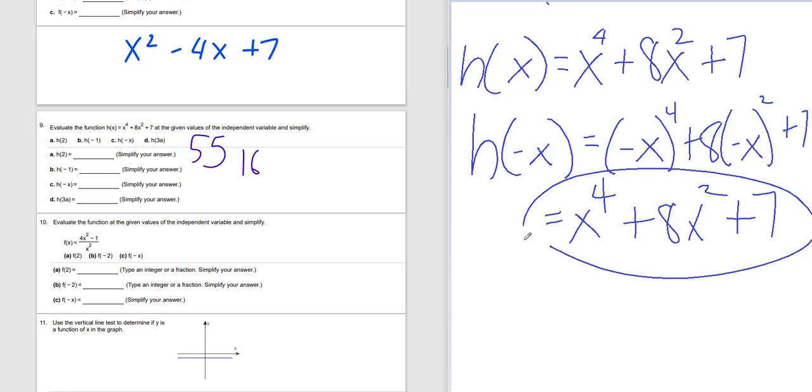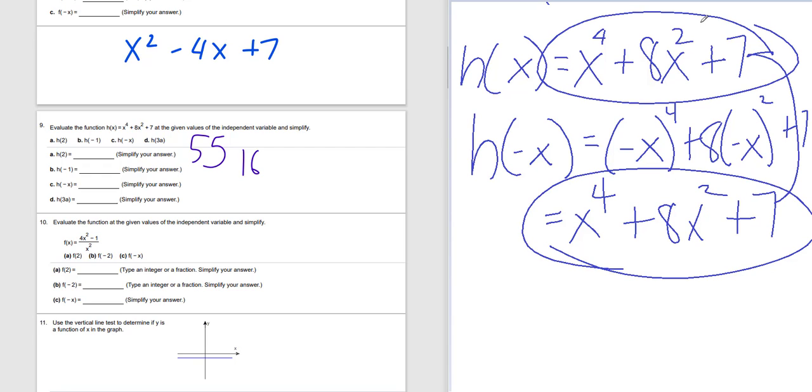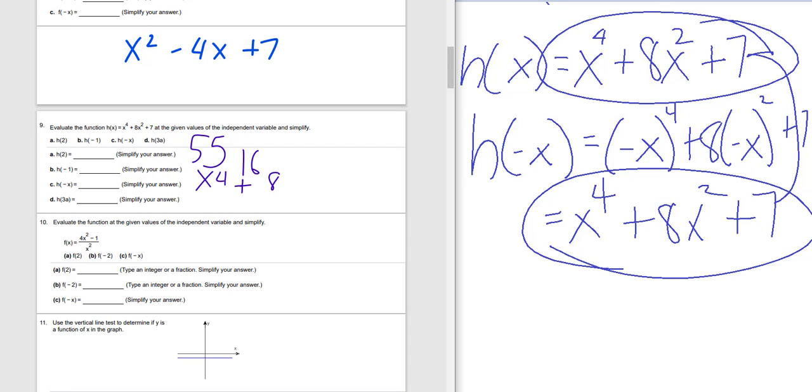And again, notice how these are exactly alike. That's going to tell us about the symmetry of the graph. So the answer for h of negative x is x to the 4th plus 8x squared plus 7.